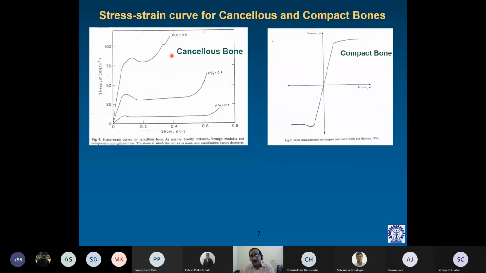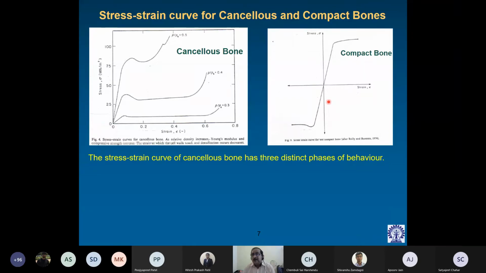Okay. But if you just simply compare the 2 characteristic curves of cancellous bone and compact bone, you can immediately conclude that the cancellous bone is exhibiting a more ductile behavior, whereas the compact bone is exhibiting more brittle type of behavior. Okay.